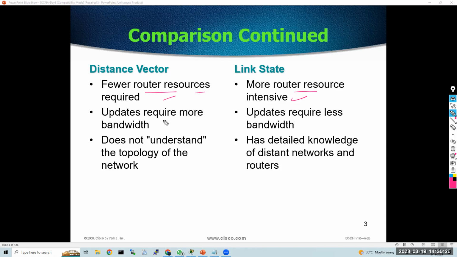Distance vector updates require more bandwidth, while link state updates require less bandwidth. If there are any changes in the network, what is it going to do? Link state takes very little bandwidth, whereas distance vector takes more bandwidth. Distance vector doesn't understand the network topology, while link state has detailed knowledge of the network and routers, because, as you know, it is divided area-wise. As I told you, it works based on your area.